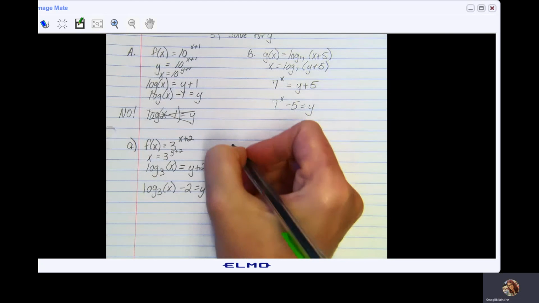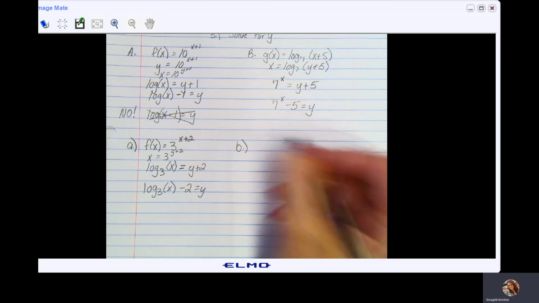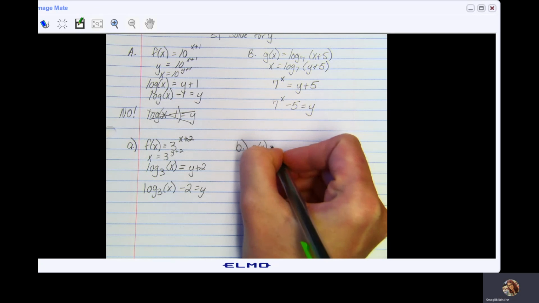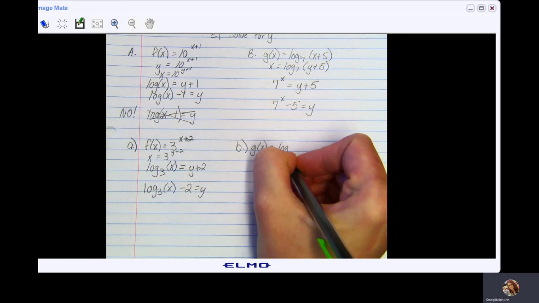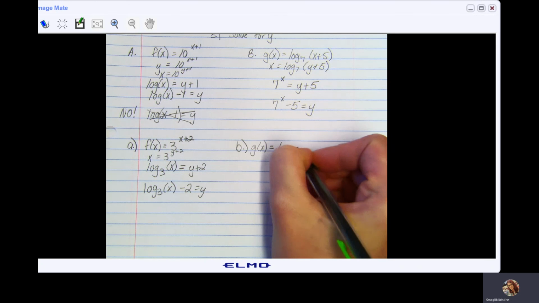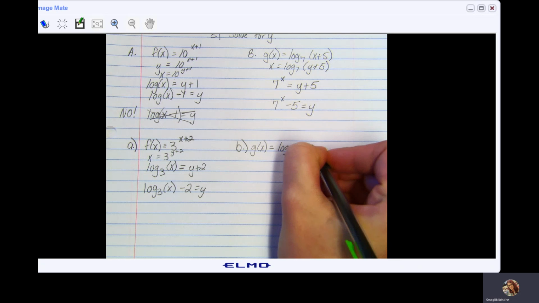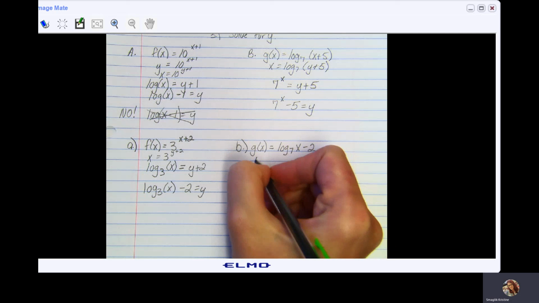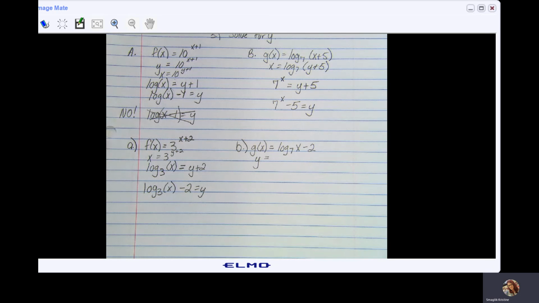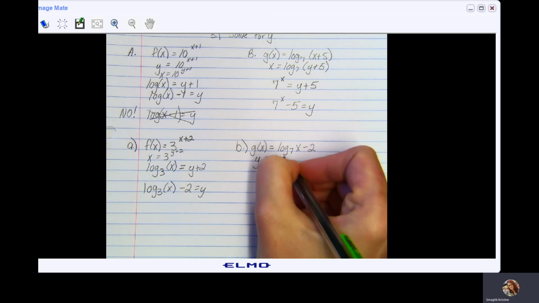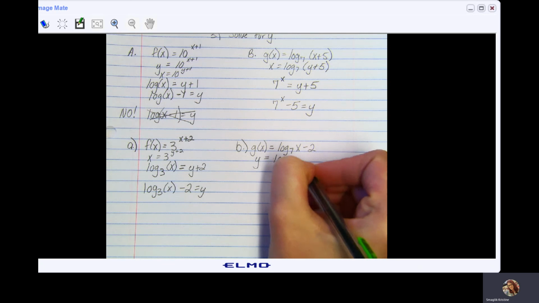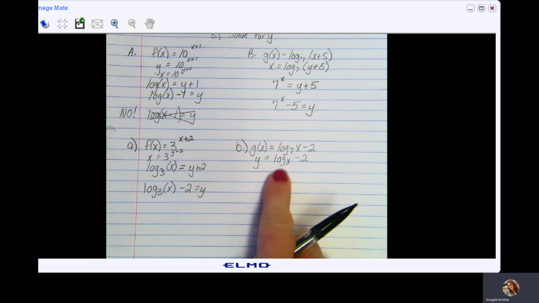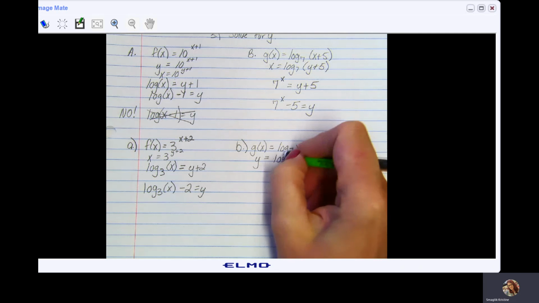And let's do one more. B. G of x equals log base 7 of x minus 2. On this one, let's go ahead and write this as y. Y equals log of x minus 2.